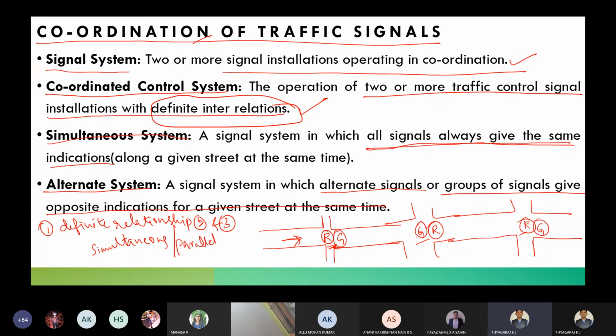So in the simultaneous system, if it is indicated as red in one signal, in all the signals it will be indicated as red only. If it is indicated as green at one signal, in all the signals in the simultaneous system it will be indicated as green only. Then in the alternate system, as the name itself indicates, there will be alternate signal indications. If the first signal is indicated as red, the second will be green and the third will be red. That is the alternate manner in which we are going to have the signal systems. Okay, this is about the alternate signal system.